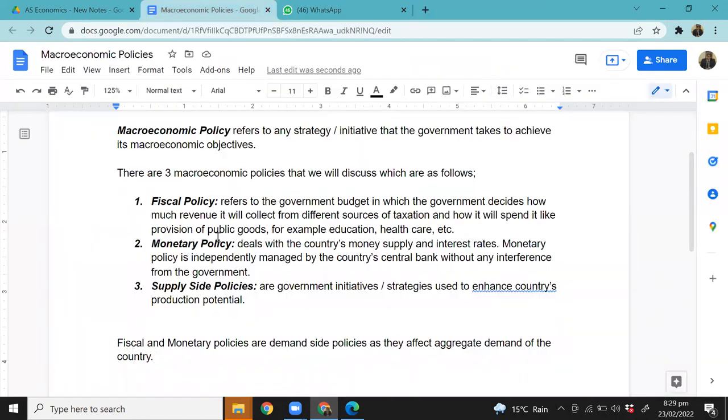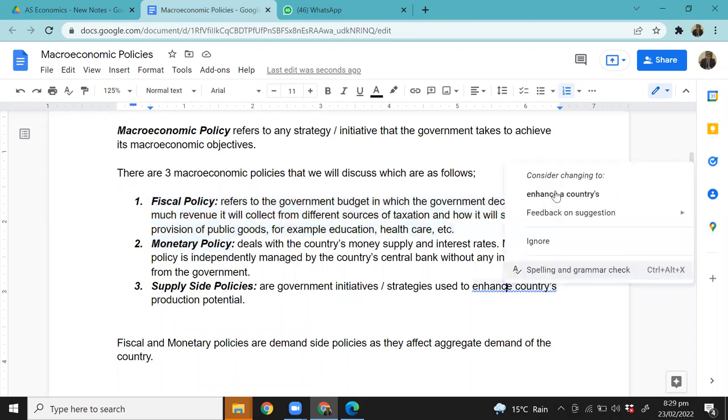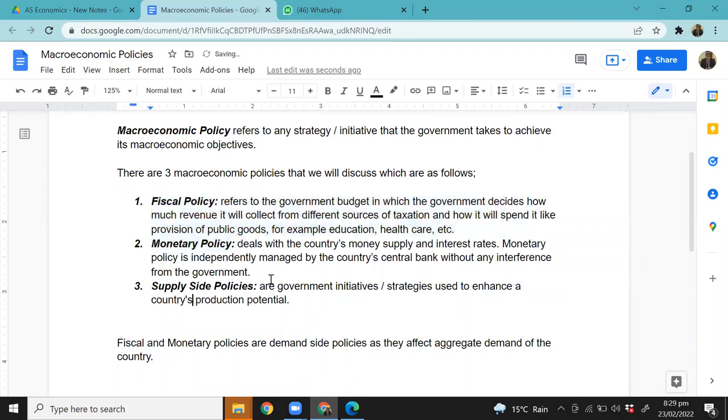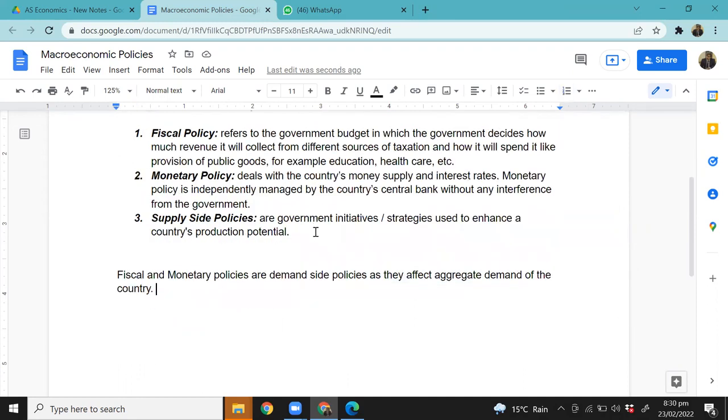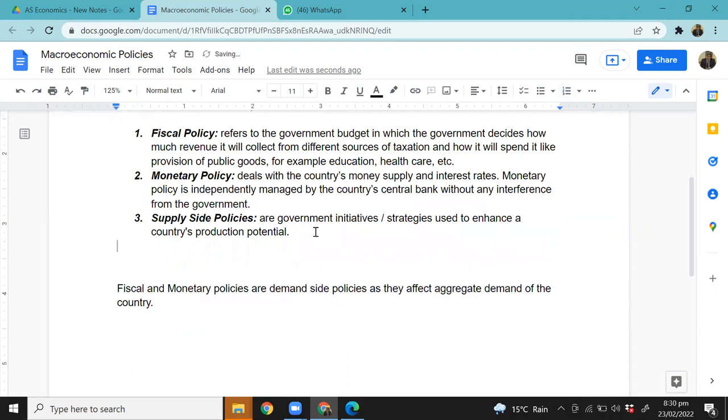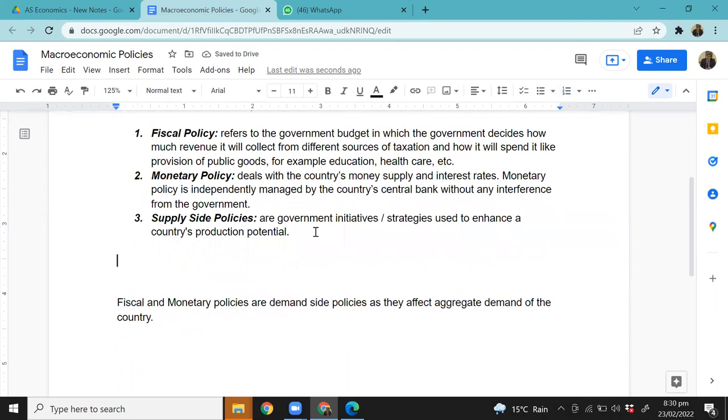Now, what I was saying here is that monetary policy and fiscal policy affect the aggregate demand. I'll tell you how. But on the other hand, supply side policies affect aggregate supply, right? So what's the objective of supply side policy? Supply side policies are government initiatives and strategies, what type we'll discuss, that are used to enhance a country's production potential, right? Is this making sense? Okay, now let's talk about each one of these one by one, but let's first start off with supply side policies, right?